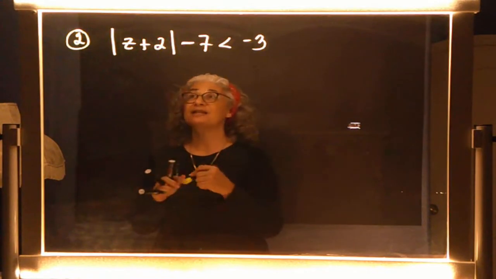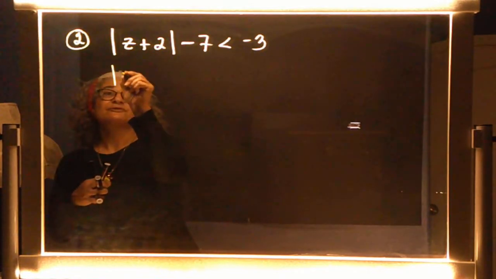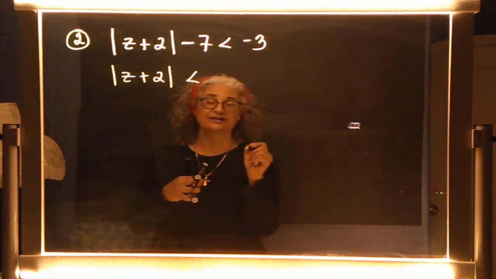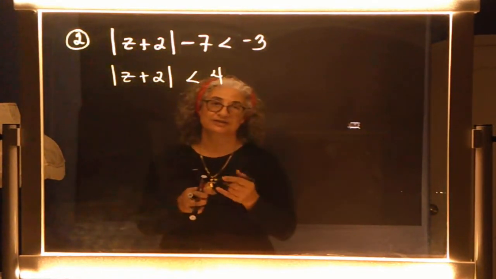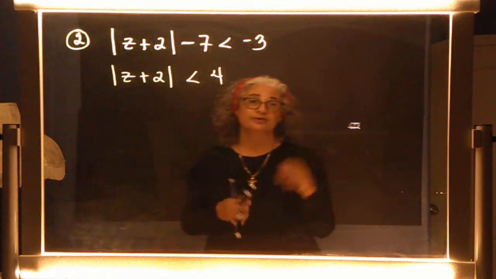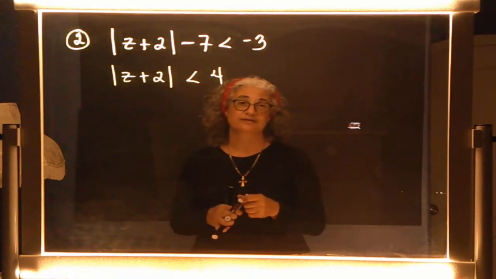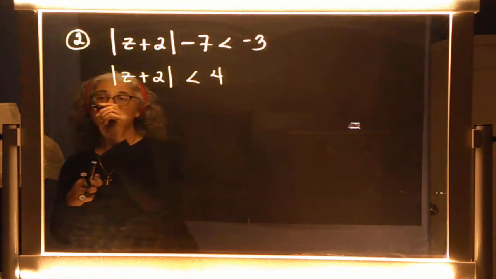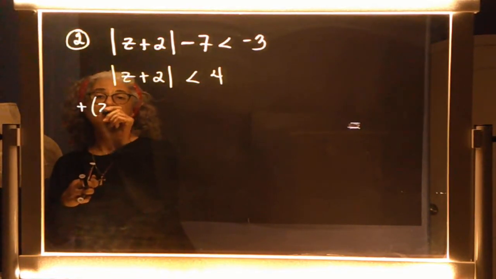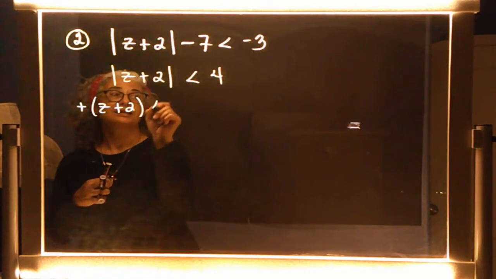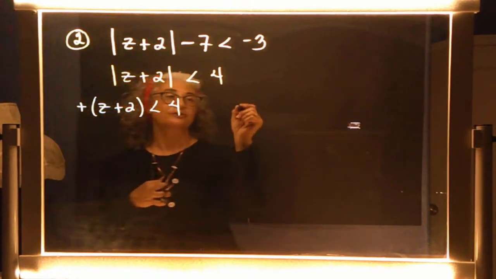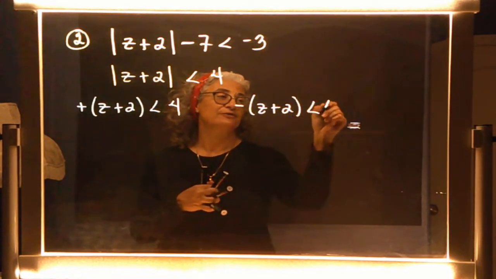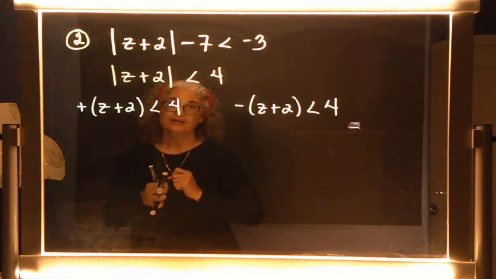So when I move the 7 over, I still have the absolute value of z plus 2, and it's less than 4. Good. Now am I able to break it up into the 2 inequalities? Yes, I am. Good. So I have got the positive of the z plus 2 less than 4, but we also have the negative of the z plus 2 less than 4, don't we? Okay, let's go solving.